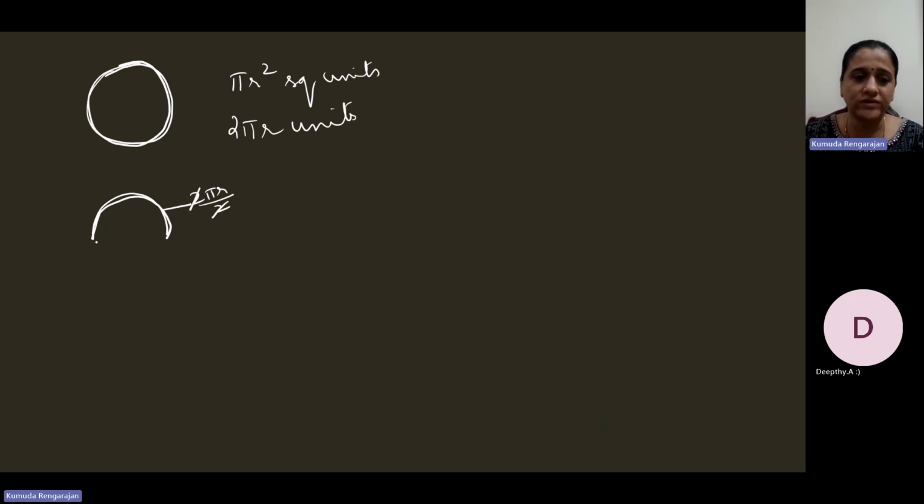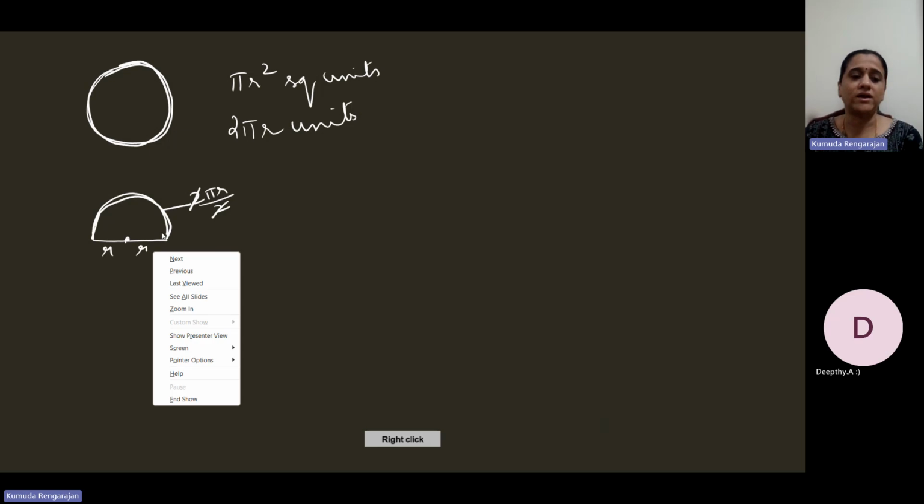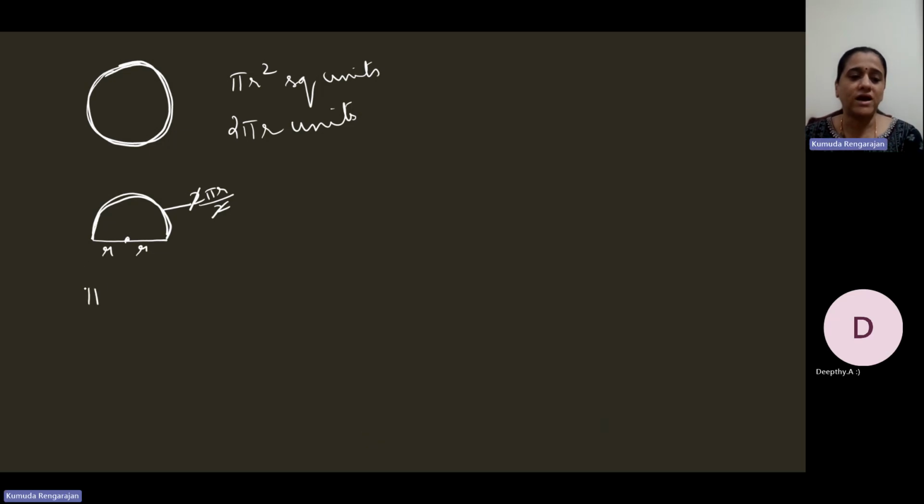Semicircular region is a closed figure. So what's the perimeter? This is r, so 2r. So pi r plus 2r is the expression to find the perimeter of a semicircular region. Area of the semicircular region is pi r square by 2, or half into pi r square.